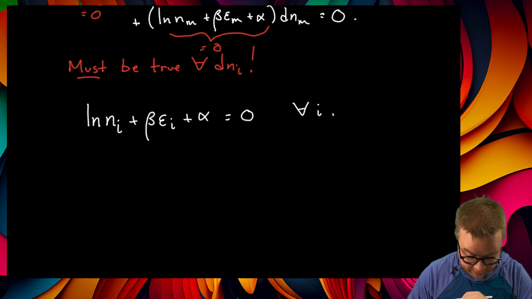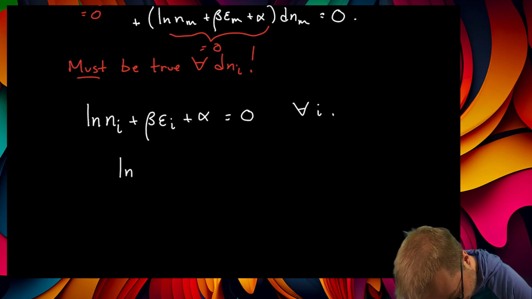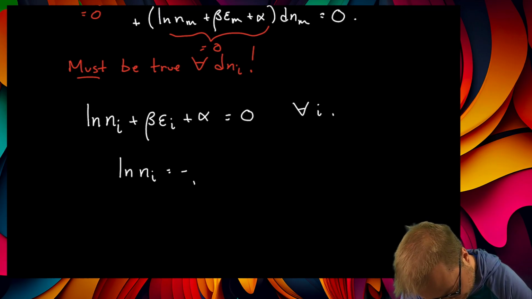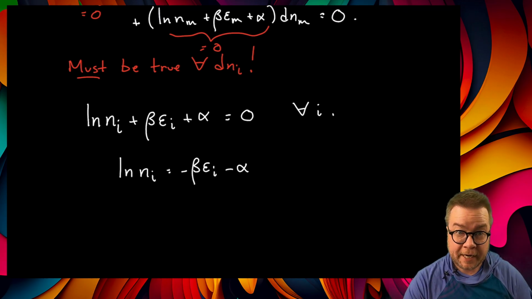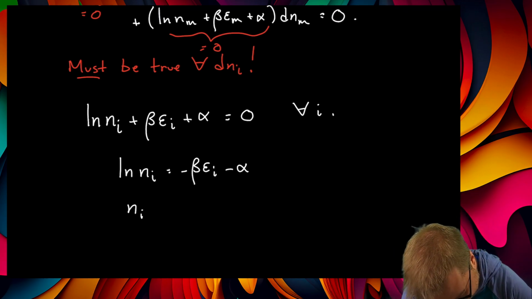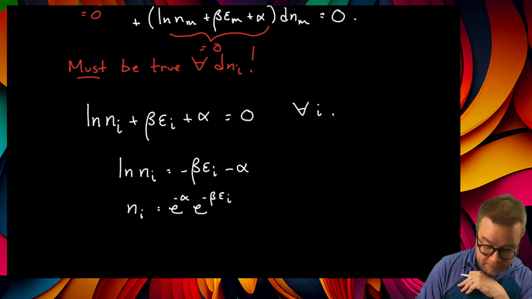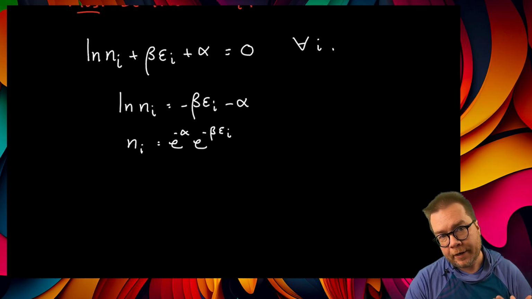Okay, let's manipulate this expression a little bit, see what we get out of it, and make some definitions from that. The logarithm of n sub I, remember what we're after is n sub I, is going to be minus beta epsilon I minus alpha. Let's exponentiate both sides. On the left-hand side, we're just left with n sub I, which is what we want. That will be equal to e to the minus alpha, e to the minus beta epsilon I. Now we've got an expression for n sub I. It's not quite in the form that we want yet.